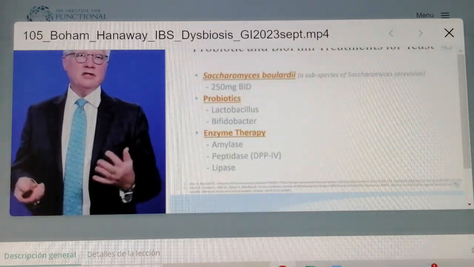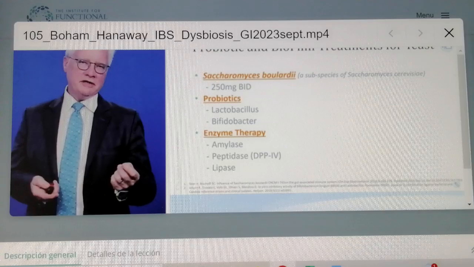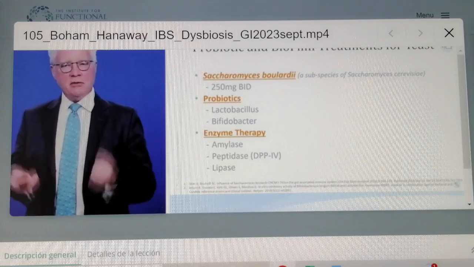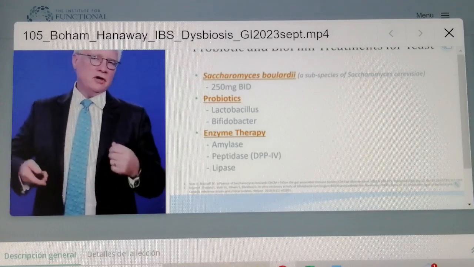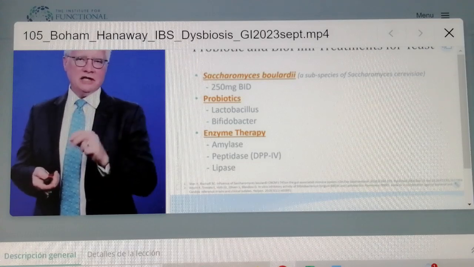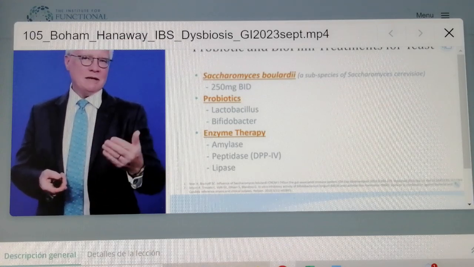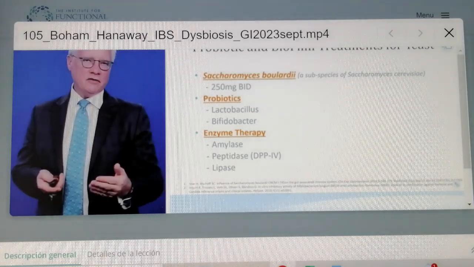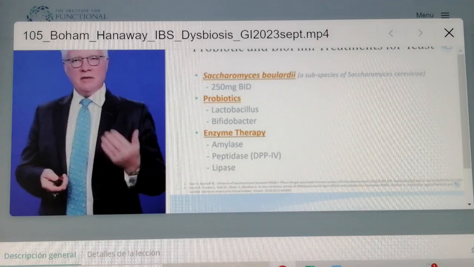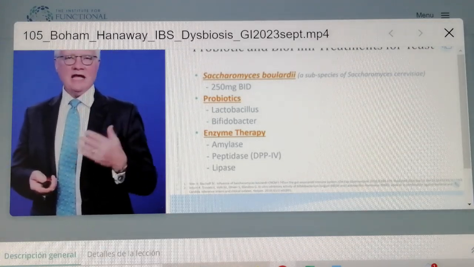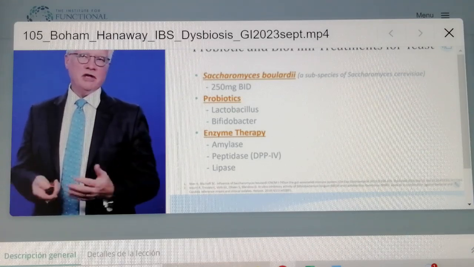Now, as we go forward and talk about other kinds of agents, the agent that I like best is Saccharomyces boulardii. Saccharomyces boulardii is a yeast, Saccharomyces cerevisiae subspecies boulardii, developed in France in the late 1800s. It's been used for GI illnesses for a long period of time. If you're going to use an antibiotic, I often give Saccharomyces at the same time because it prevents that fungal overgrowth from occurring. Other kinds of probiotics and enzymatic therapies, the DPP4, the peptidase, and the amylase, are particularly helpful if there's a biofilm formation or a suspicion of a biofilm layer.